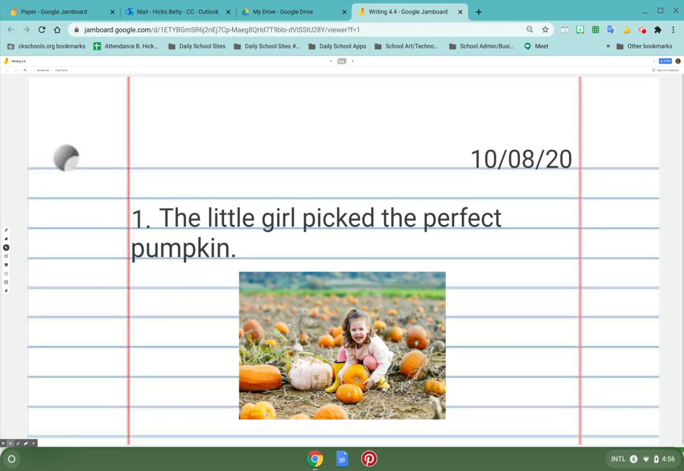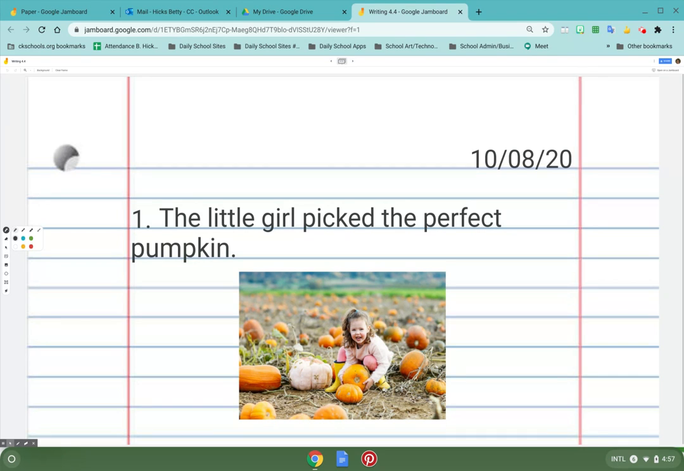So looking at that picture down there, there were a lot of sentences that I could have written about that picture. I could have written about the pumpkins. I could have written about the little girl. I could have written about the field of pumpkins. I could write how in October pumpkins are becoming ripe. There are lots of different ways to write your sentence. But what I wrote was: the little girl picked the perfect pumpkin.